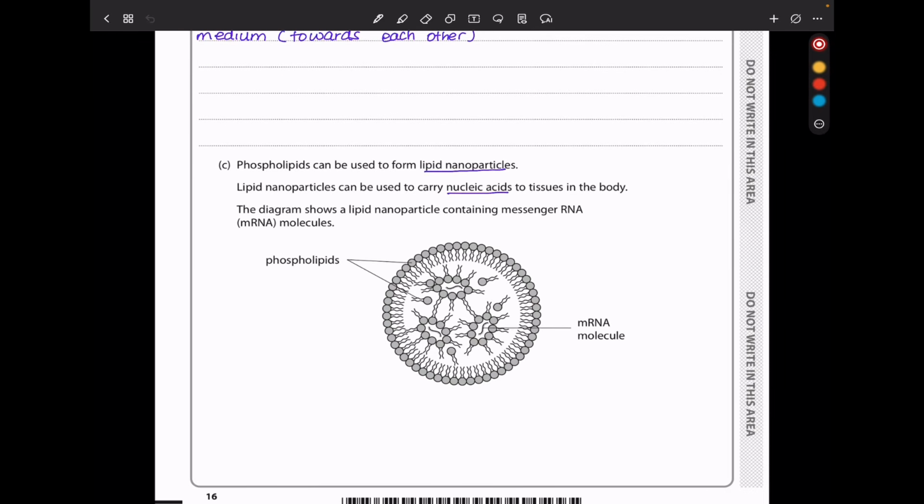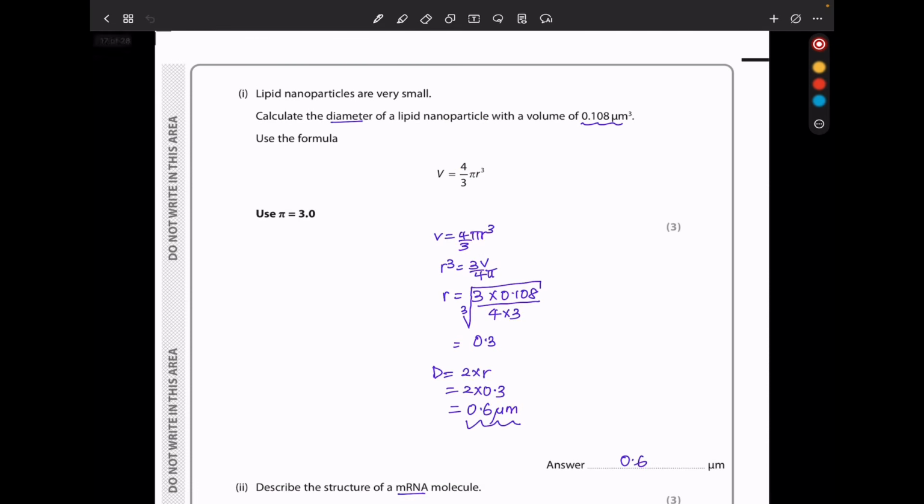In part C, phospholipids can be used to form lipid nanoparticles. Lipid nanoparticles can be used to carry nucleic acids, which could be DNA or RNA, to tissues in the body. The diagram shows a lipid nanoparticle containing messenger RNA molecules. We can see the hydrophobic tails are facing towards each other and the hydrophilic heads are facing away towards the aqueous layer. Also on the other side, we see the heads are facing towards the messenger RNA as the tails face away. Next, they say lipid nanoparticles are very small.